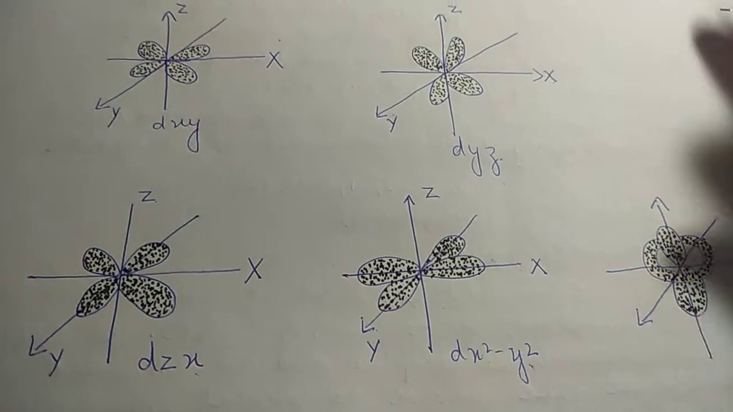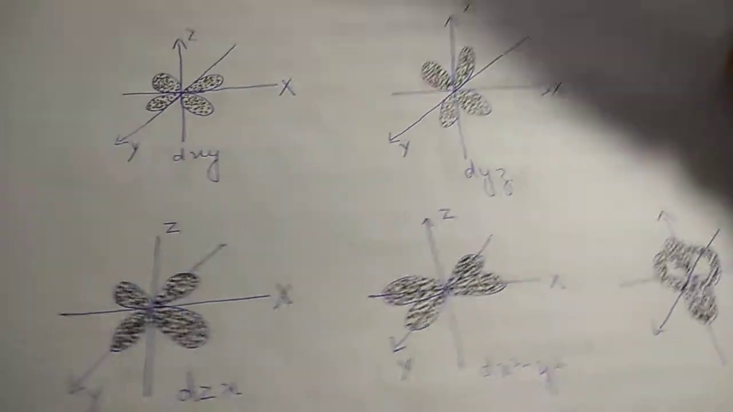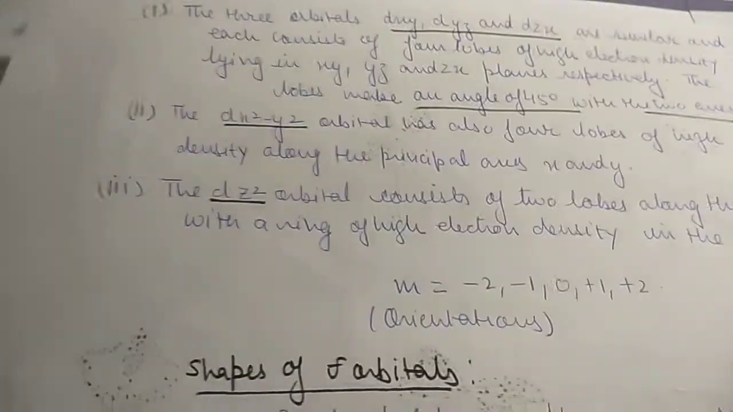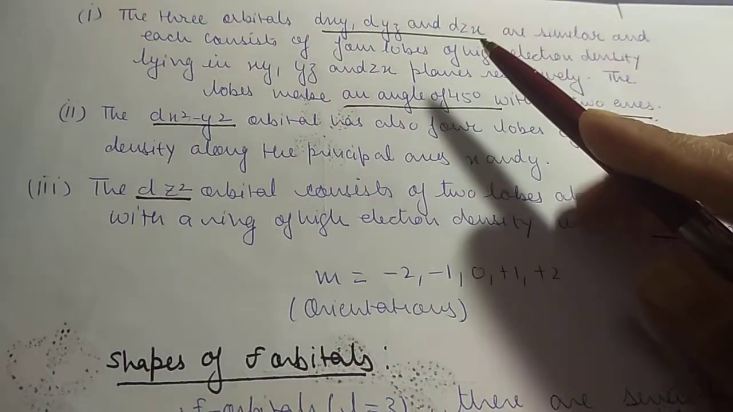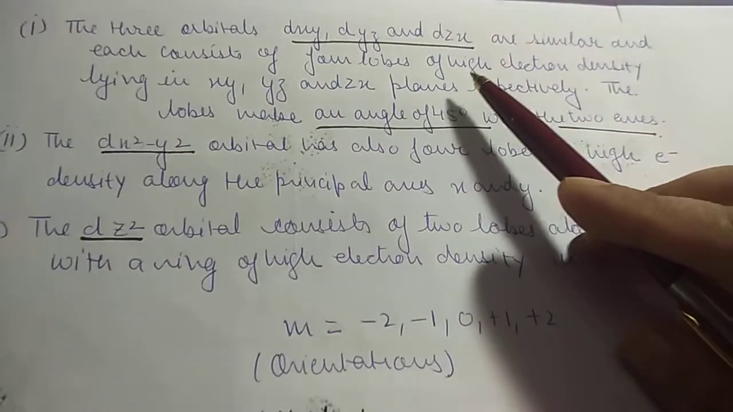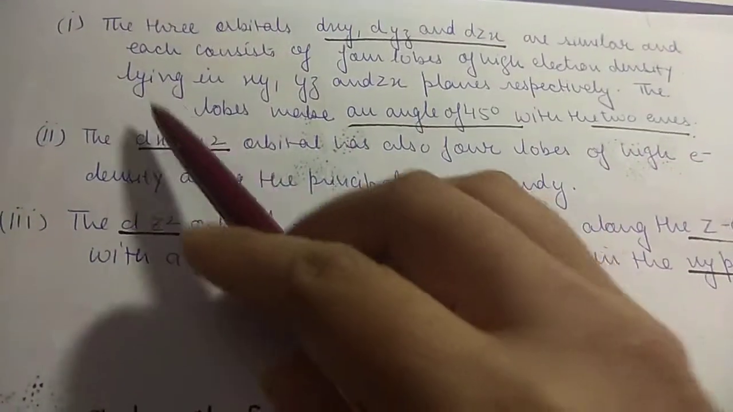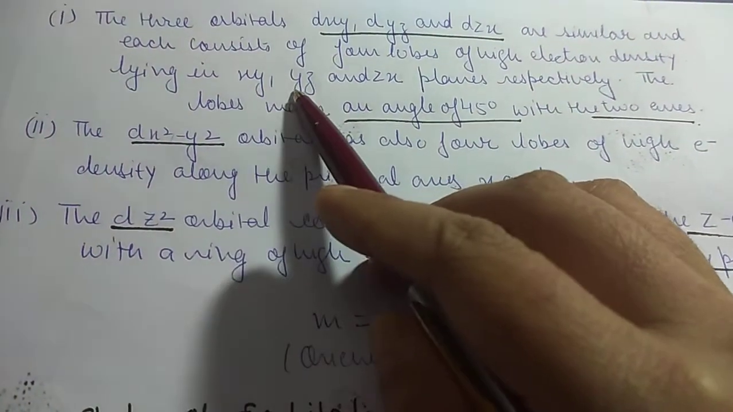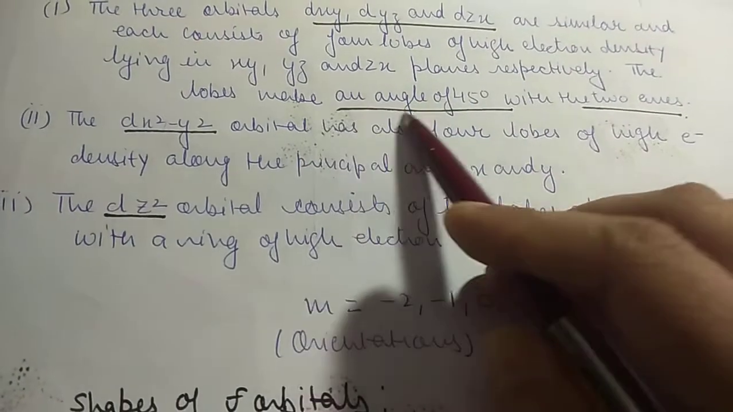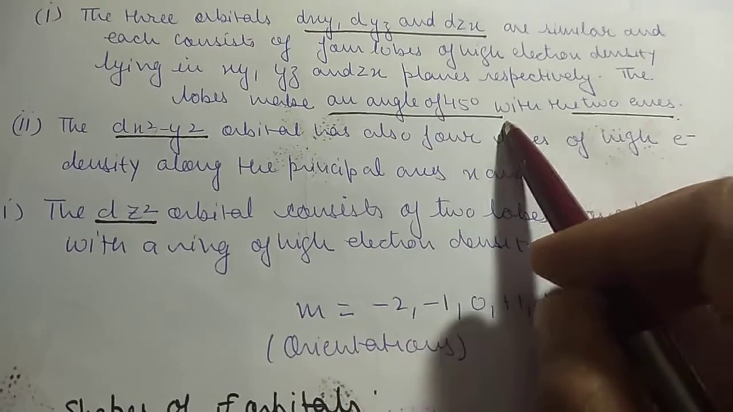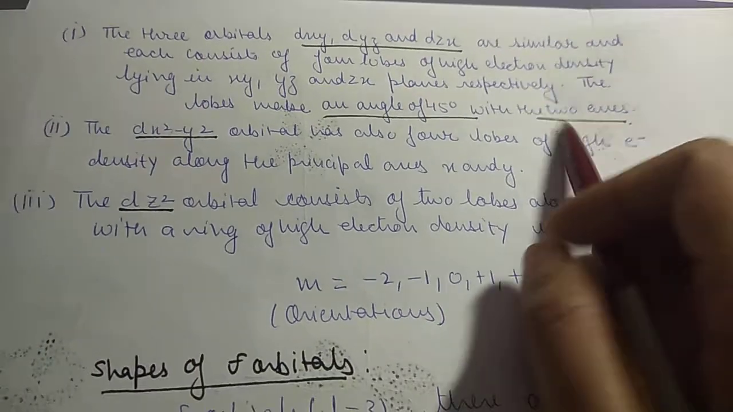So we will go through their characteristics now. What are their main characteristics? I'll read them out. Now these 3 orbitals dxy, dyz, dzx are similar and each consists of 4 lobes of high electron density lying in xy, yz and zx planes respectively. The lobes make an angle of 45 degree with the 2 axes.